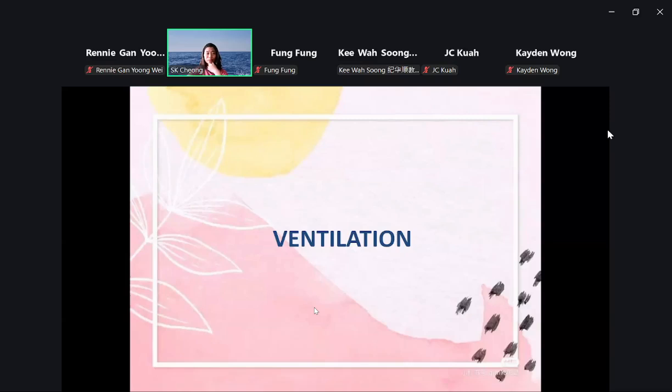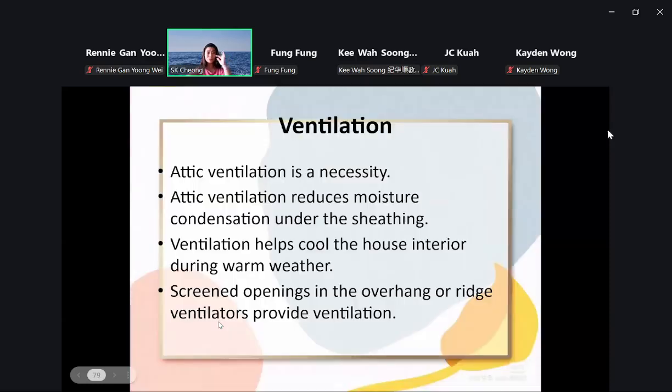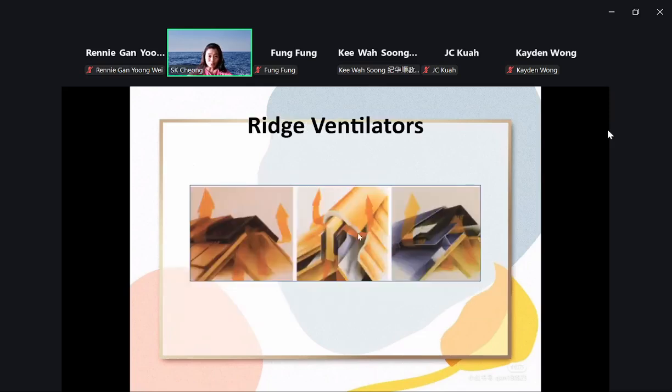Next will be ventilation. So we covered types of roof and how we construct the roof, and we move on to ventilation. Attic ventilation is a necessity. It reduces moisture over the sheeting, and it helps to cool the house interior during warm weather. Openings in the overhang or the ridge provide ventilation. Here are more photos to show you how the heat runs away, to release the heat.